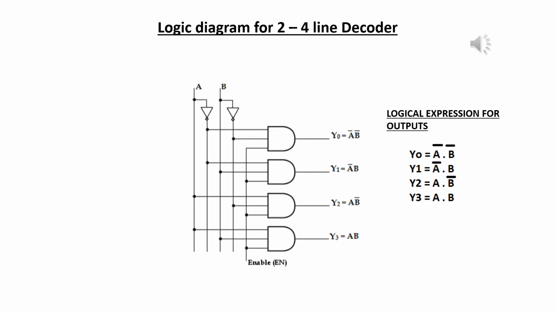From these expressions you can derive a logic diagram by using the basic logic gates. A and B are the two inputs, and A bar and B bar are obtained by using NOT gates here. You can use 4 AND gates for obtaining the expressions for Y0, Y1, Y2 and Y3 respectively. An extra third input is given to all the AND gates, that is nothing but the enable input. Through this enable input only, any one of the outputs will be activated for the corresponding input value of the decoder.